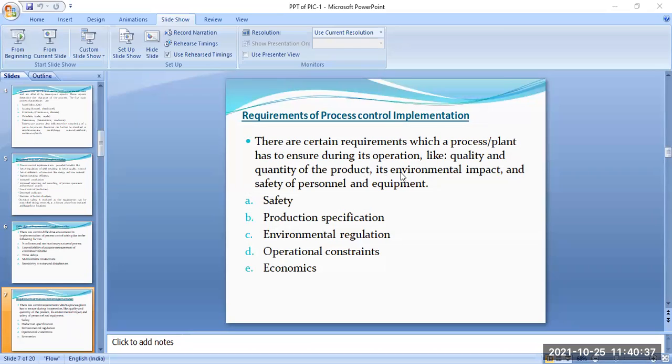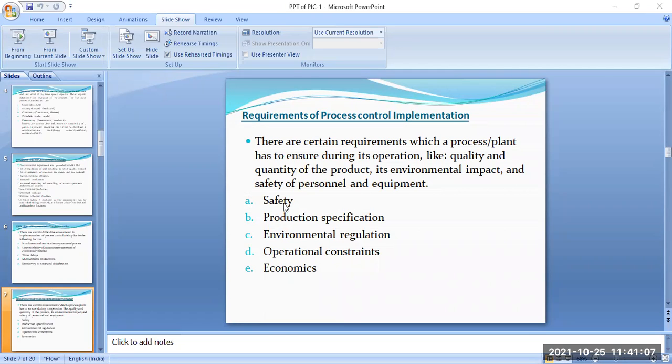Then also its environmental impacts, that is the environmental rules you have to follow, then safety of personnel and equipment also. Okay, so these requirements we have to classify into these 5 categories or 5 points. First one, that is safety. All of you know safety is the primary required thing, so you have to follow safety first.